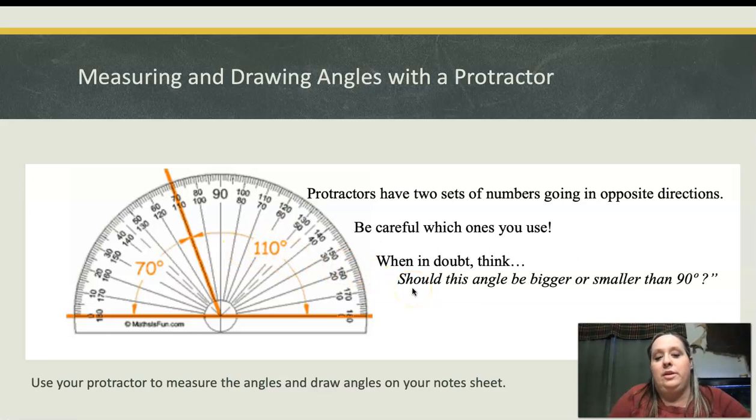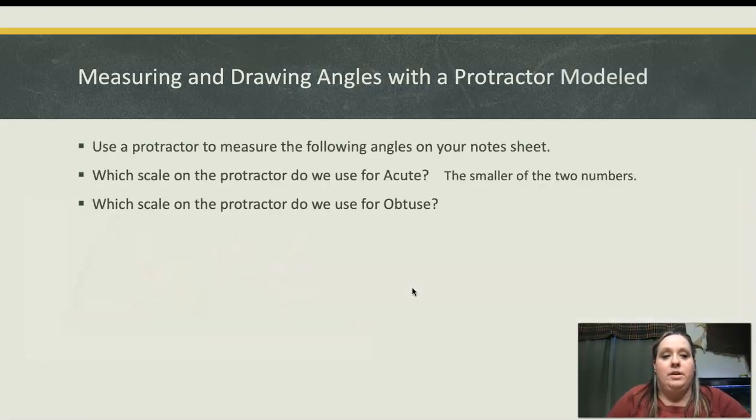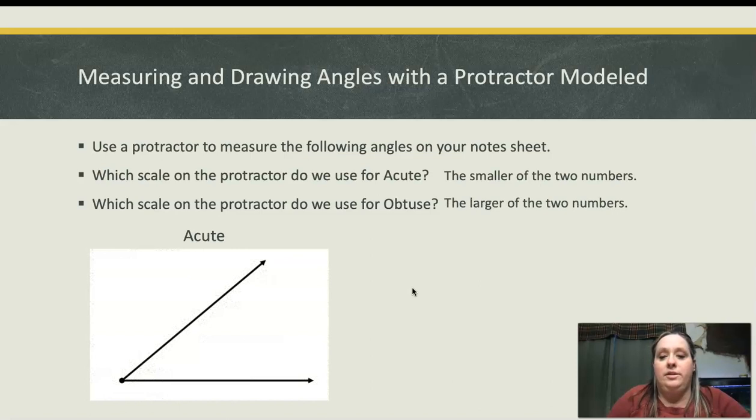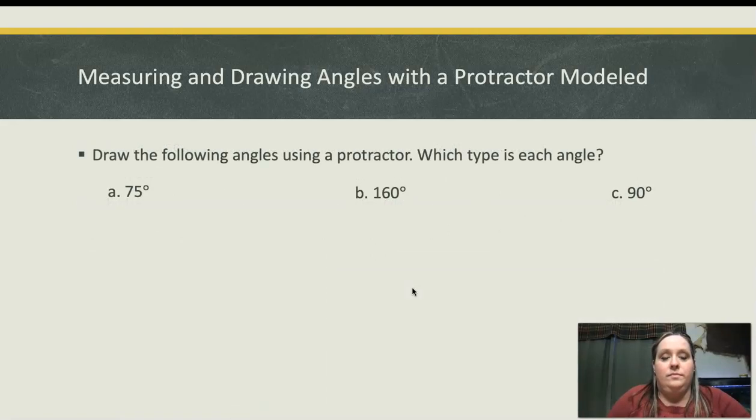So it says use your protractor to measure the angles and draw angles on your note sheet. I know you might not have one. If you have one, you can pause the video and do that. But if you don't, just save it for the next time we're in class. Okay? So you would use the smaller of the two numbers for acute, larger for obtuse. And here's the ones that are on your sheet. There's an acute, there's an obtuse, and what I got when I measured these, and we'll see if you get the same either in class or if you're doing it at home, 40 degrees for acute and 120 degrees for the obtuse one that's on here.